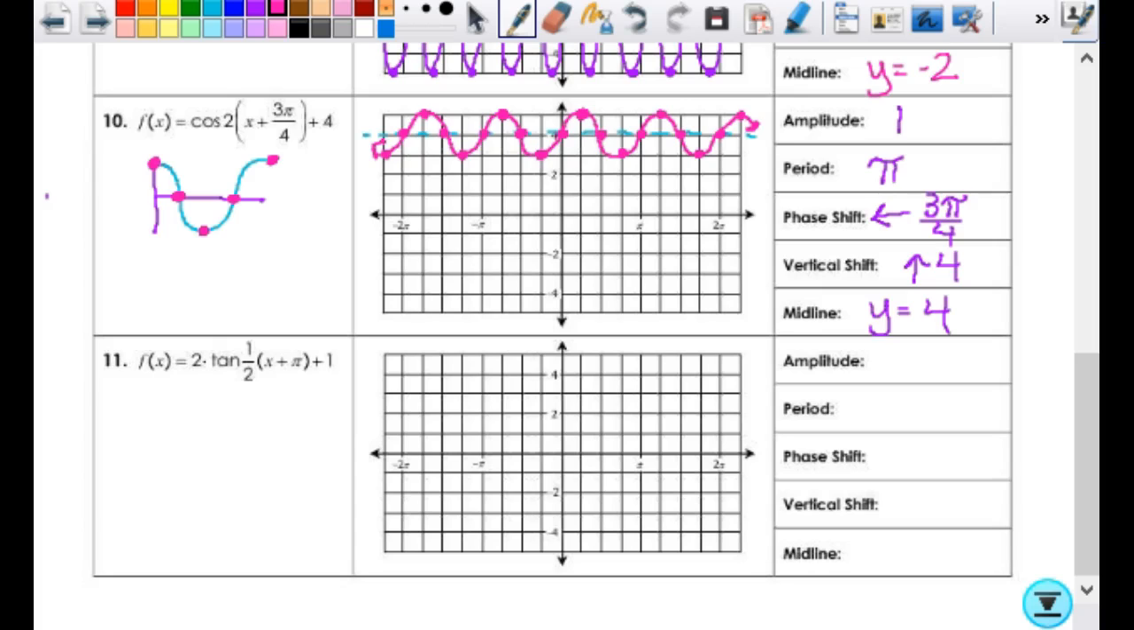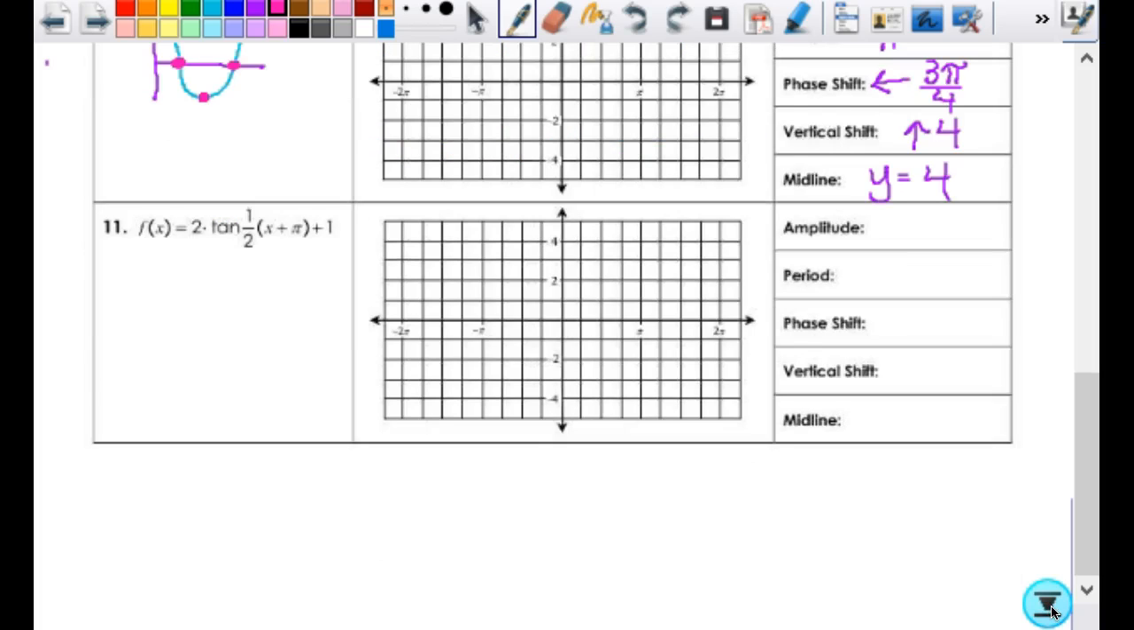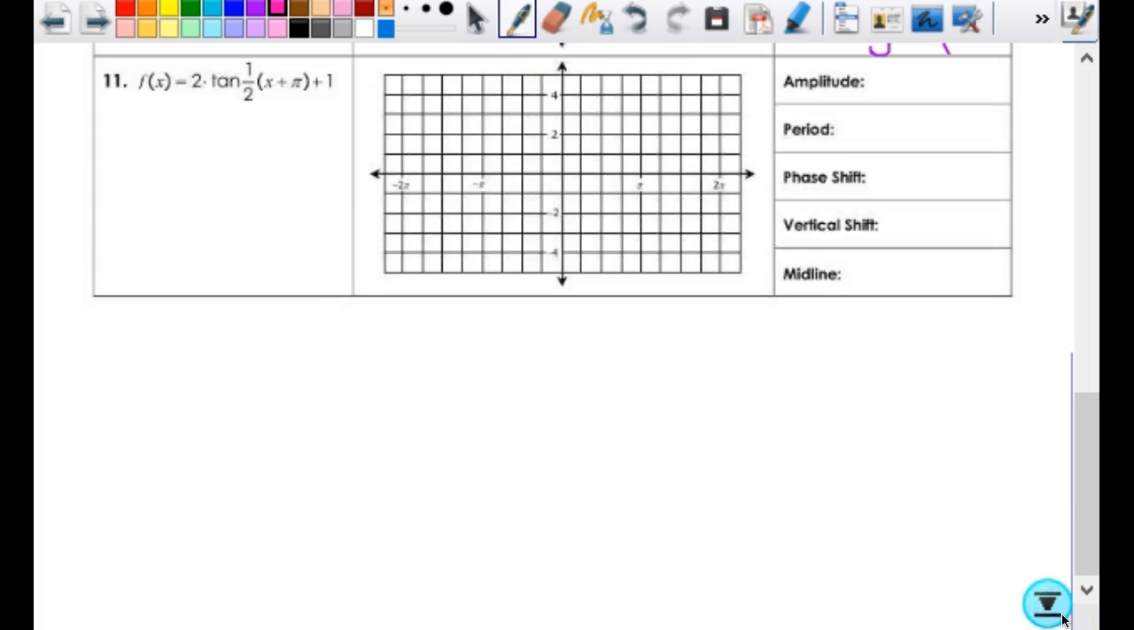Good. All right, let's look at 11. What is the amplitude? Do we have an amplitude? Yeah. Tangent doesn't have an amplitude, so it has a vertical stretch. I still need to worry about the vertical stretch, which is 2, because that number is important to me. We just don't get to call it amplitude. What is the period here? 2 pi. Good, because when you divide by 1/2, that means you're multiplying by 2.